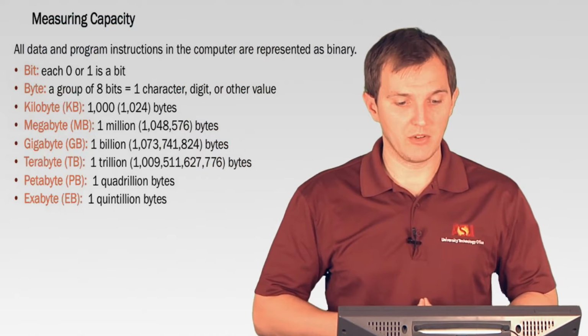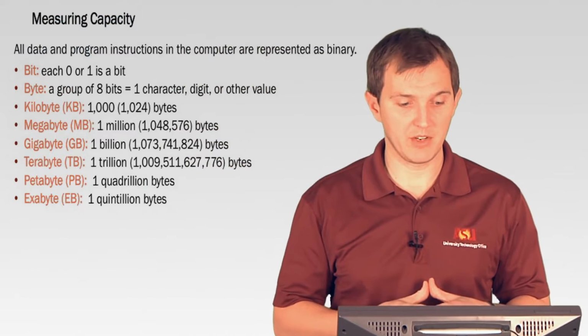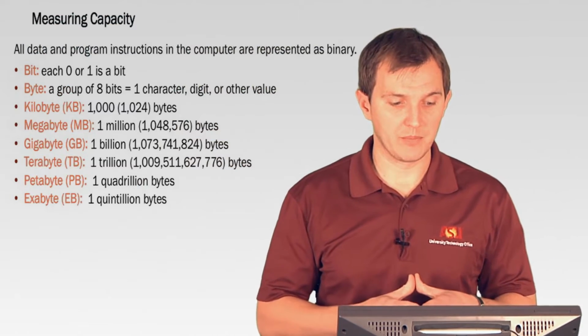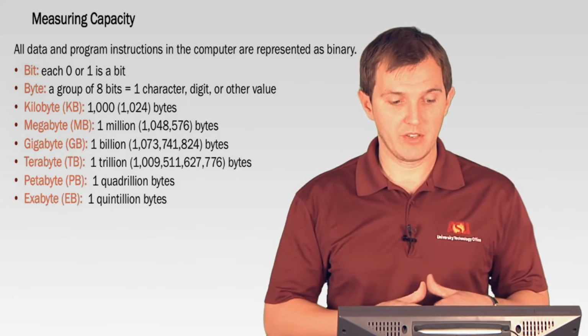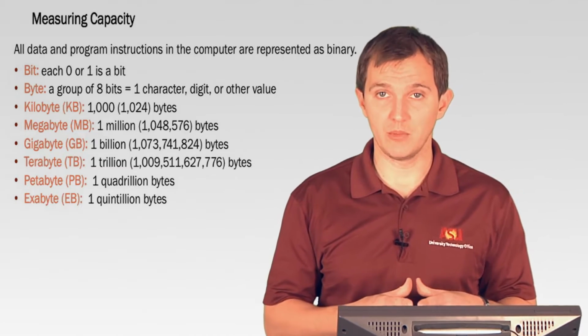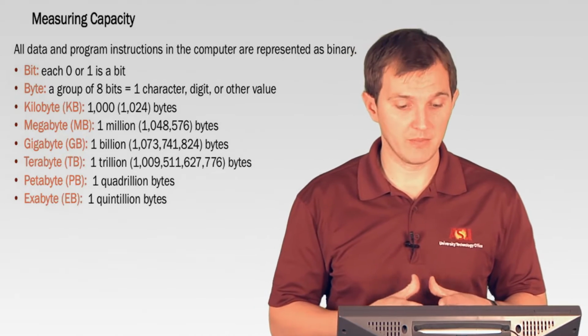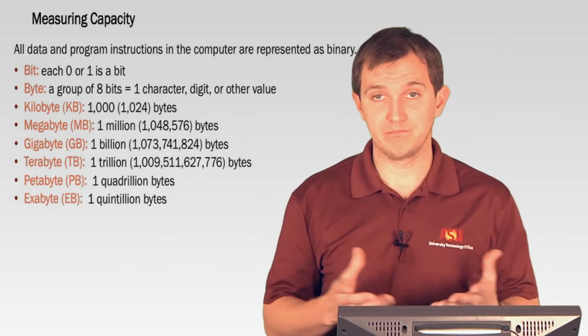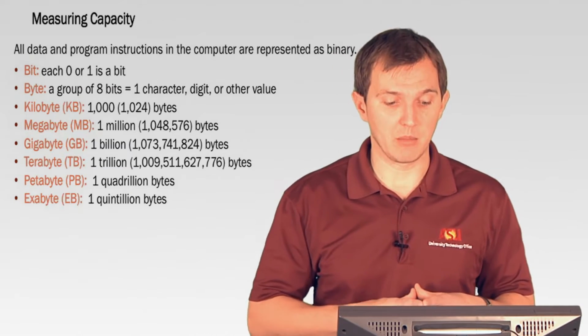So then we talked here about measuring capacity. And once again, all data is represented as binary. A bit is either a 0 or 1. A byte is a group of 8 bits. A kilobyte, K for kilo, is 1,000 bytes. A megabyte, M for million, is 1,000,000 bytes. A gigabyte, G for billion, I don't know, you tell me, it should probably be bigabyte, but a gigabyte is 1 billion bytes.